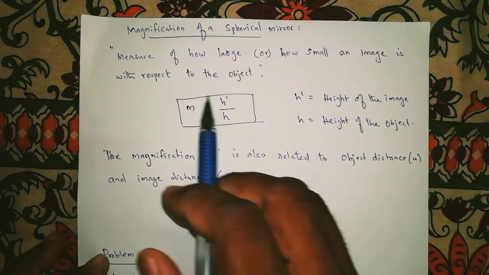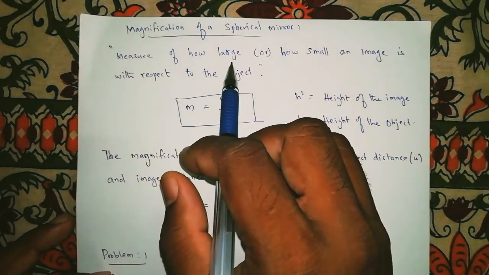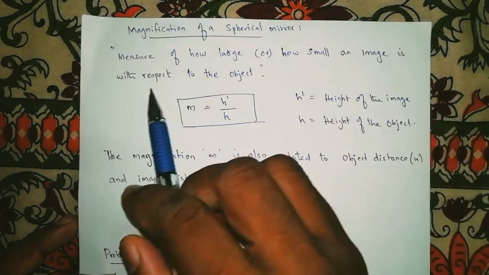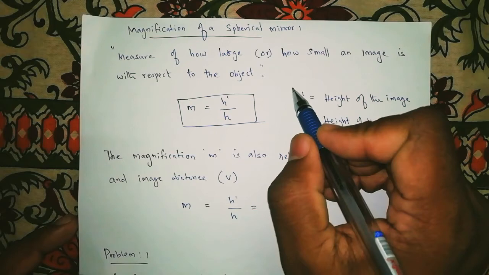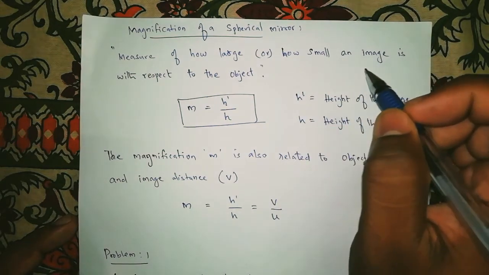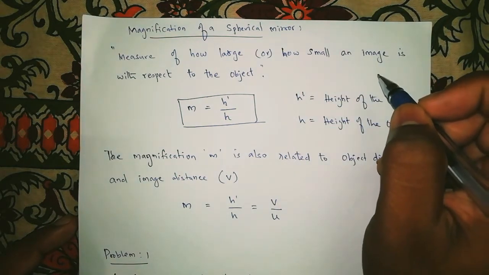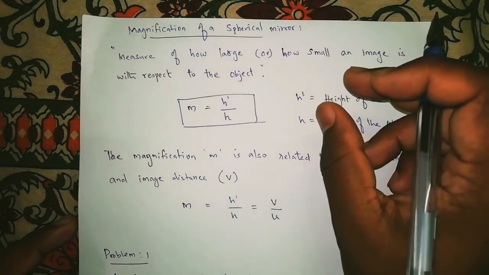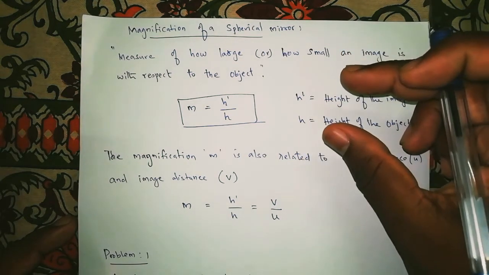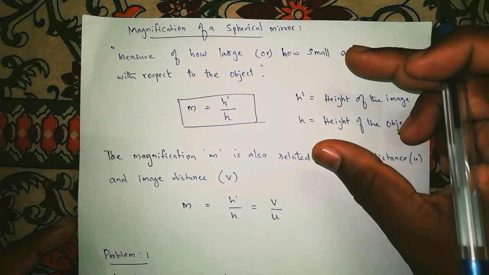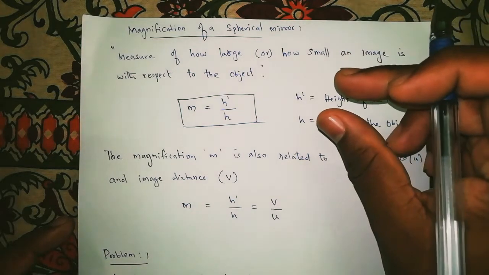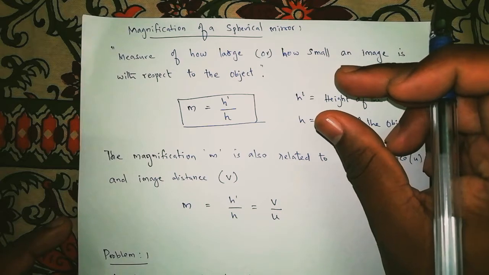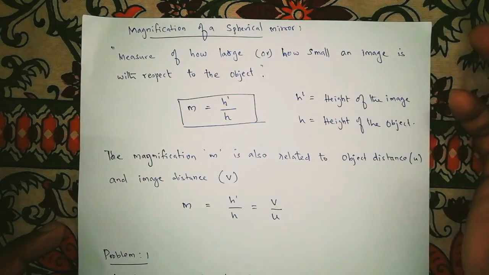So magnification is the measure of how large or how small an image is in relation to the object. Sometimes when we are using a concave mirror, the object size is enlarged, so it shows an enlarged image. Am I right? When we are using a convex mirror, the object becomes very small, so the image becomes a very small image.